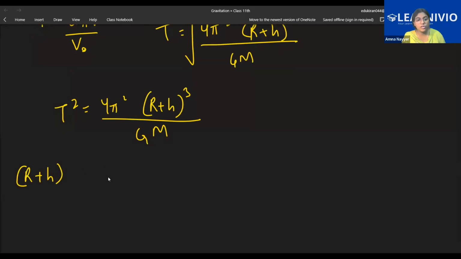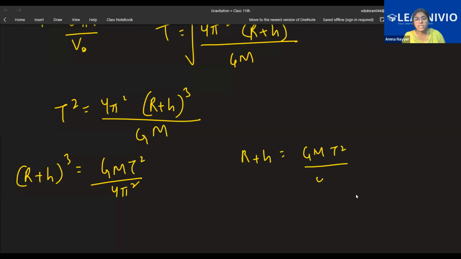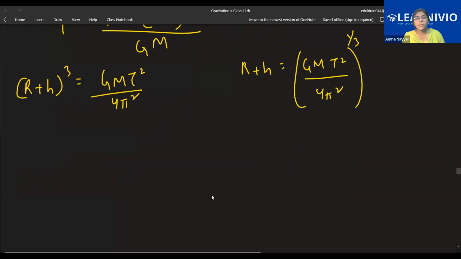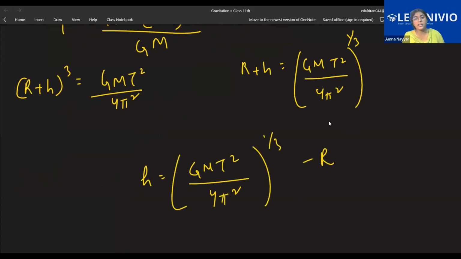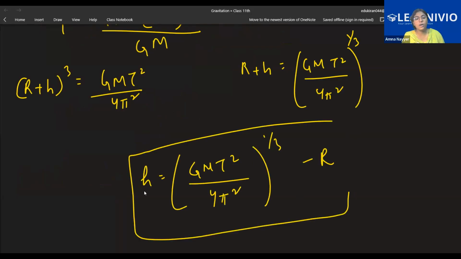r plus h whole cube is equal to GMT square by 4 pi square. So r plus h is equal to GMT square by 4 pi square to the power 1 by 3, so h is equal to this minus r. So this is the complete formula for height. Energy, we'll discuss this. First, you write down this derivation of time period.